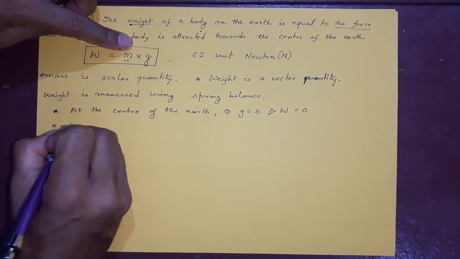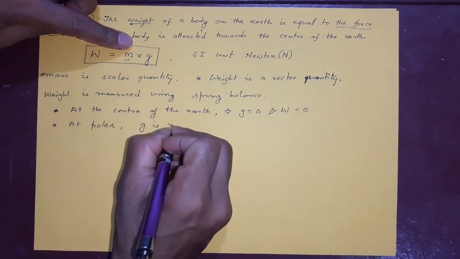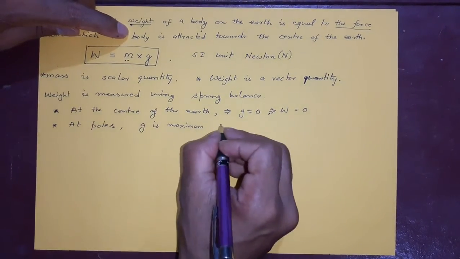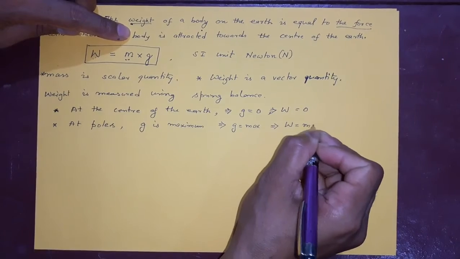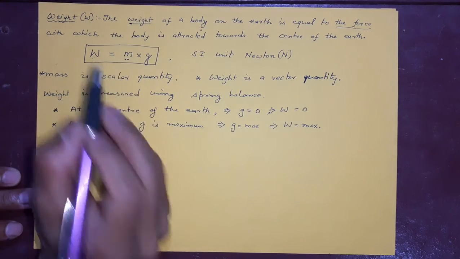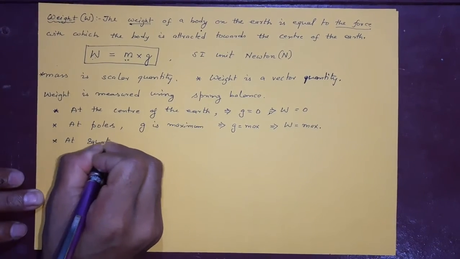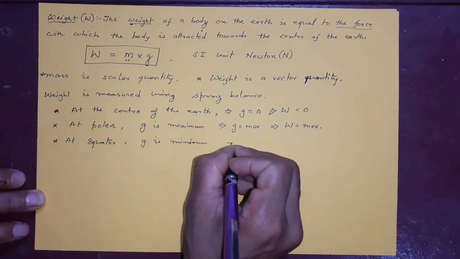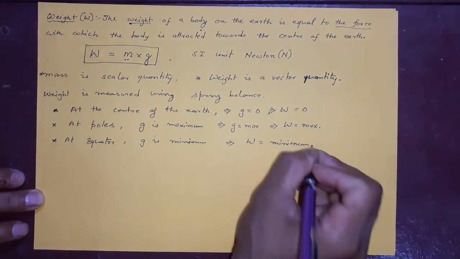Now at poles, what will happen? G is maximum. You see here, G is maximum, so weight will be maximum there. So G is maximum, so W will also be maximum. You understand now why the mass is not changing, but weight can change at different places, okay. Similarly, if you go to the equator, what poles and equator are we have done in the previous video also. G is minimum, so W is minimum, or you can call it less also, okay.